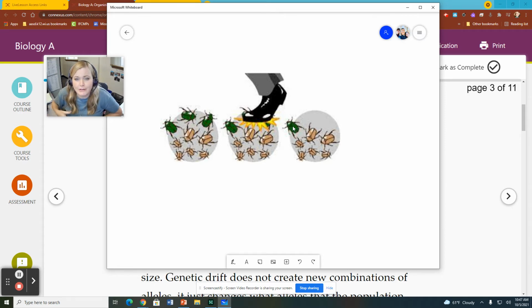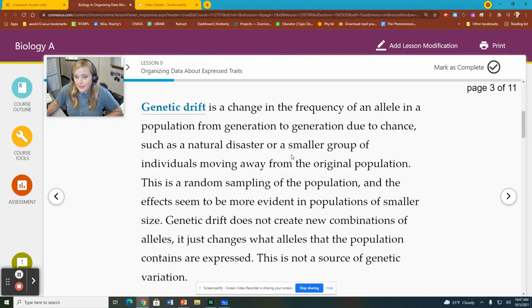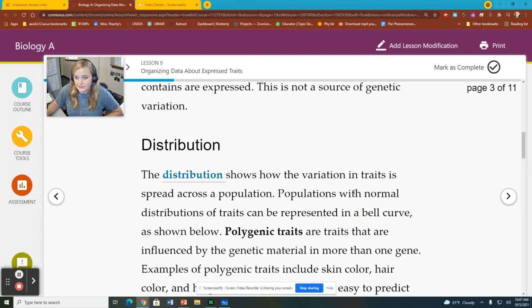He would have eliminated all the green beetles. And so the population now had lost a trait, right? All because of some happenstance outside occurrence that had nothing to do with whether they were brown or green. That's what genetic drift actually is.